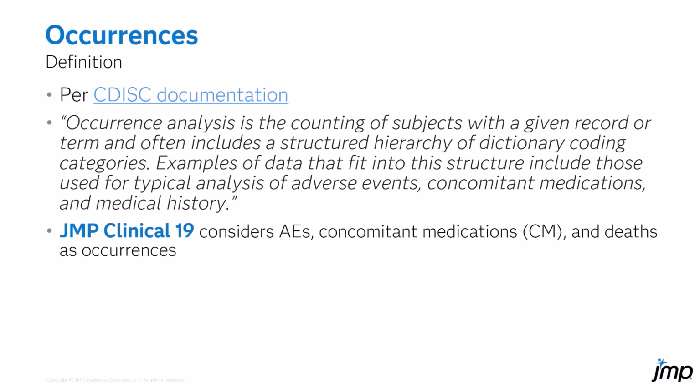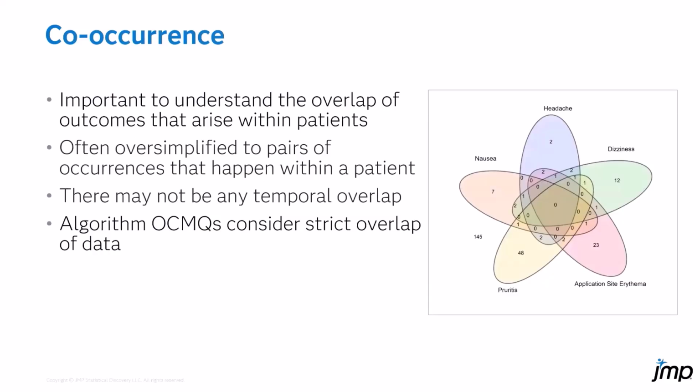But we can think about these things in this very general way, and at least for JMP Clinical 19, we're thinking about occurrences as AEs, concomitant medications, and deaths as being occurrences. And why is this important? Well, we want to look at the overlap of these particular occurrences in our analyses. And in the past, when we think about things co-occurring together, we often take a very simplistic view as to whether or not things co-occur within a patient.